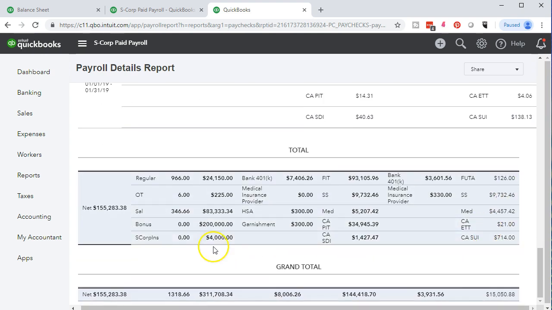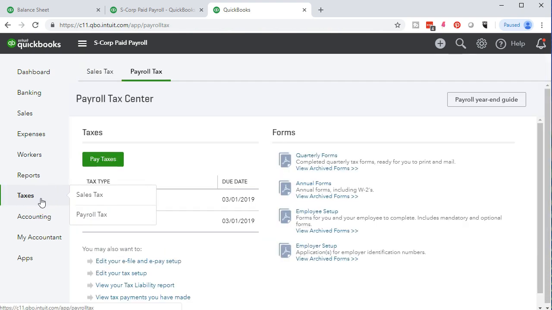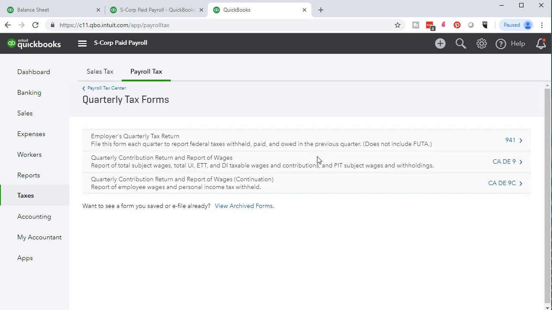You'll see a similar setup in the summary data at the bottom as well. Now let's take a look at the taxes tab. We're going to go to the taxes tab, and we have the quarterly and the yearly forms. So let's take a look at the quarterly forms first. These will be the 941.